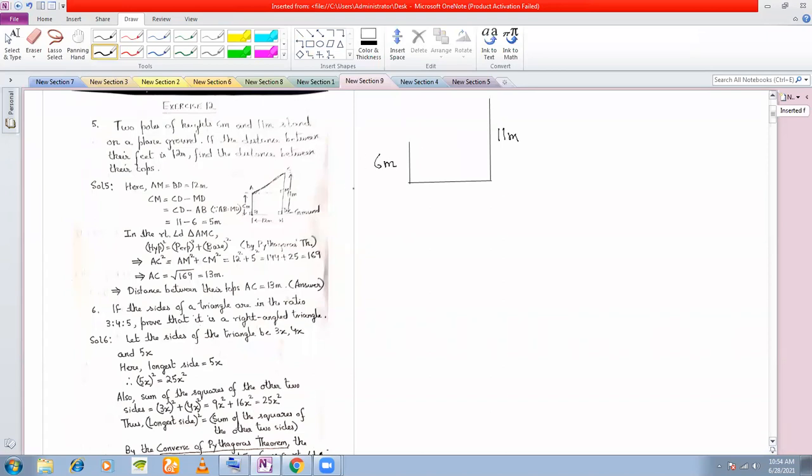If the distance between their feet is 12 meters, the distance between the feet of the shorter one and the feet of the taller one, distance between the feet is how much given? 12 meters. Find the distance between the tops. For the tops, this is the top and this is the top. So you need to find out the distance between.